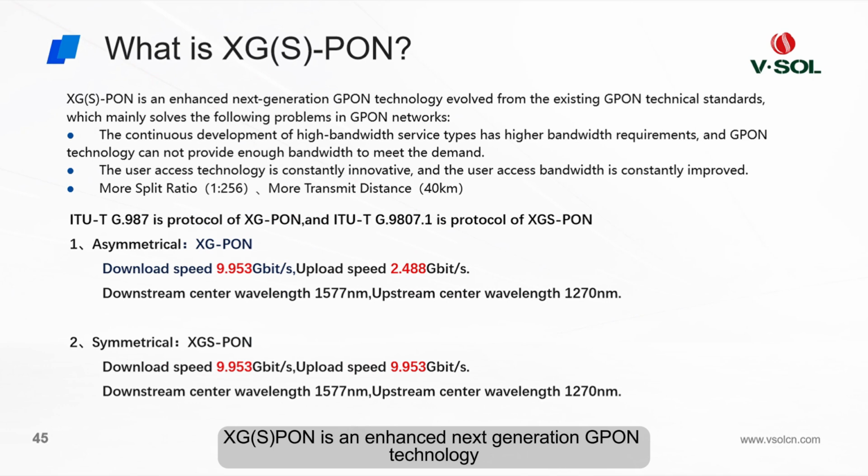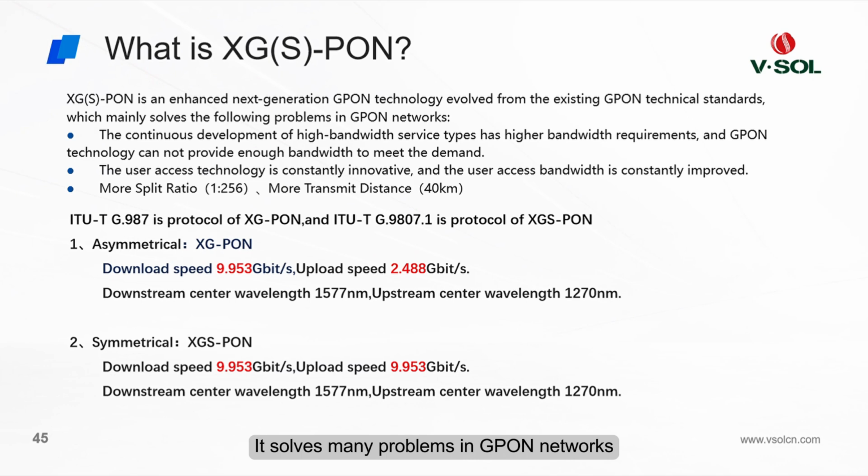XGS-PON is an enhanced next-generation GPON technology. It solves many problems in GPON networks. It can meet the growing bandwidth requirements, support a 1 to 256 split ratio, and have longer transmission distances.